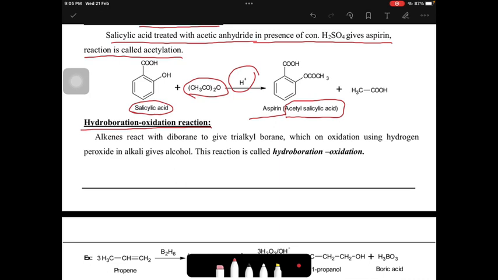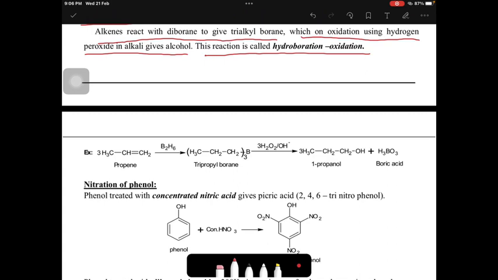Hydroboration and oxidation reaction. Alkene reacts with diborane to give trialkyl borane, which on oxidation using hydrogen peroxide in alkali gives alcohol. This reaction is called hydroboration oxidation. Observe carefully: for the alkene, they took propene. Propene treated with B2H6 undergoes boration, forms trialkylborane, followed by oxidation and hydrolysis gives alcohol.